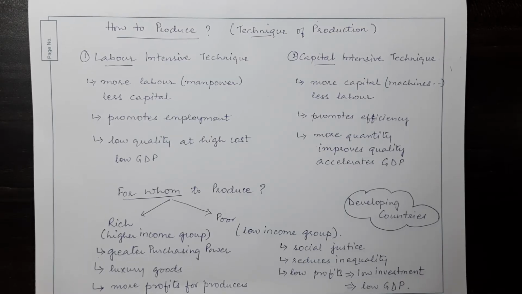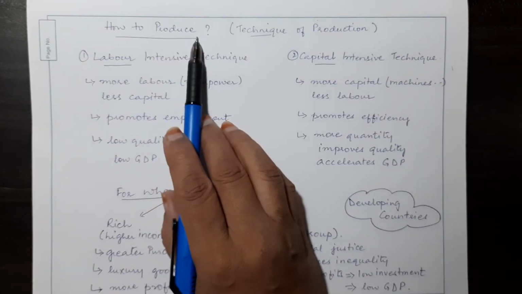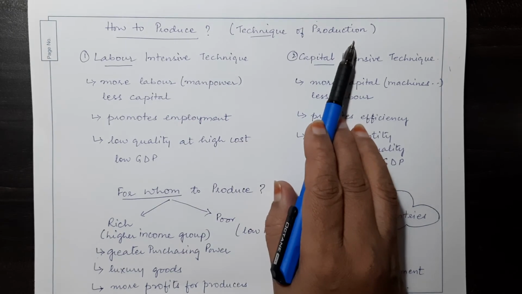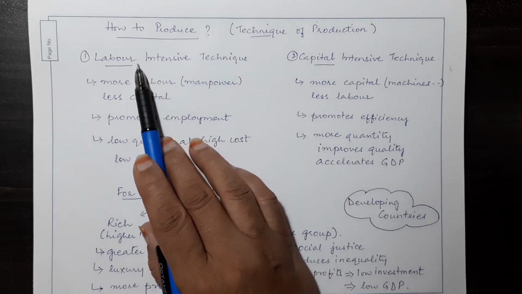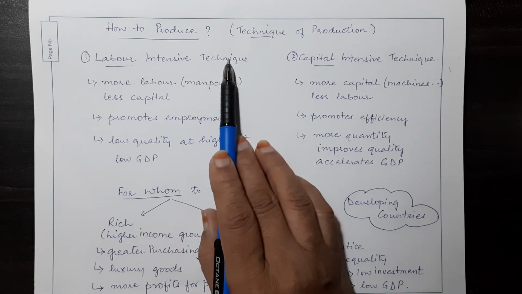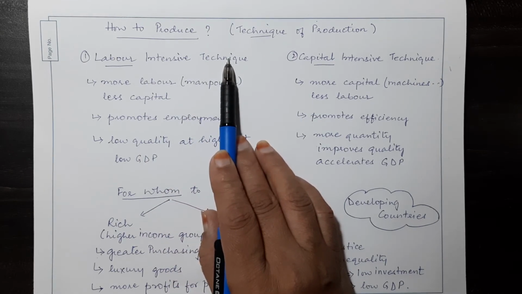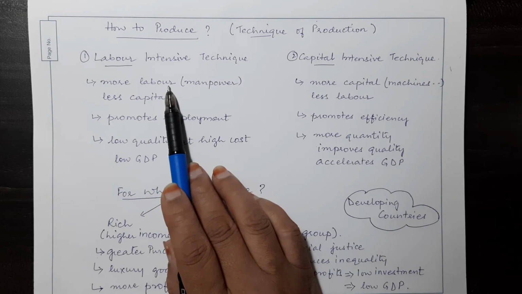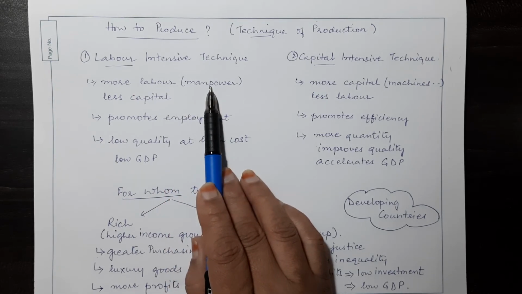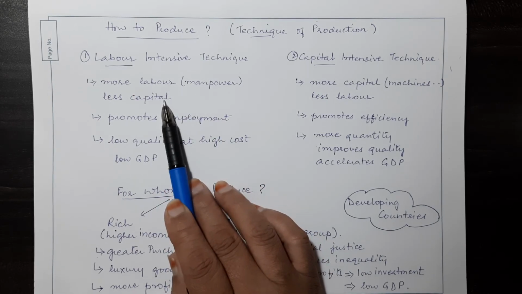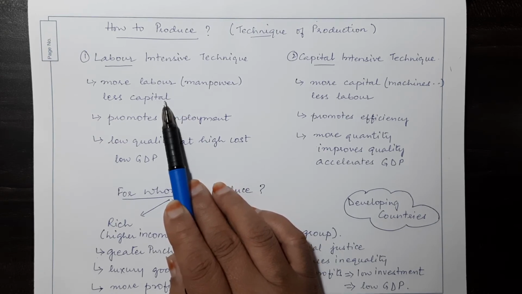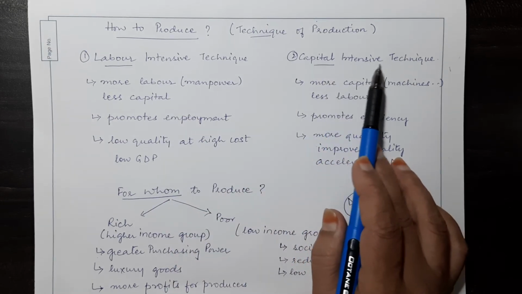Now let us look at the second question. How to produce? That means the technique of production. What technique should I use? Should we go for labor intensive technique, where there is more availability of labor or manpower that uses less capital? The investment on labor would be lesser when compared to capital intensive technique.